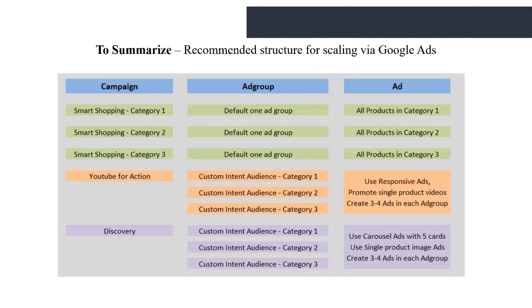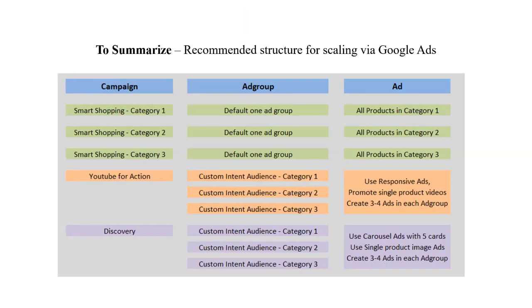And this, in my opinion, is the most powerful slide for today. This just summarizes all we discussed just now. This is a sample account structure which anybody who is willing to scale on Google should be using. I'll walk you through this account structure. At the top comes your smart shopping campaigns. Each smart shopping campaign has only one ad group and one ad, because that is how Google runs it.